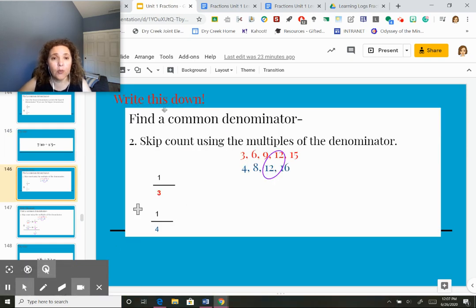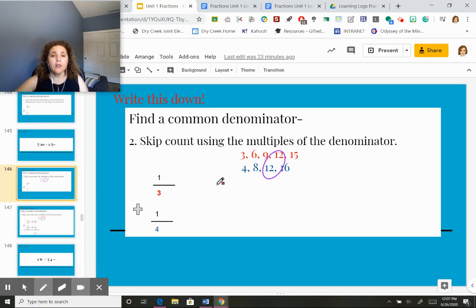Okay, write this one down also. So let me explain it and then you can write it down. So another way to do these is to find a common denominator. To find a common denominator is to skip count using the multiples of the denominator. So let me explain that. For example, my first thing, when I said try to see, does one denominator go into the other one? 3, does 3 go into 4? No, so that's not going to work. So what you can do is this step using the multiples of the denominator.